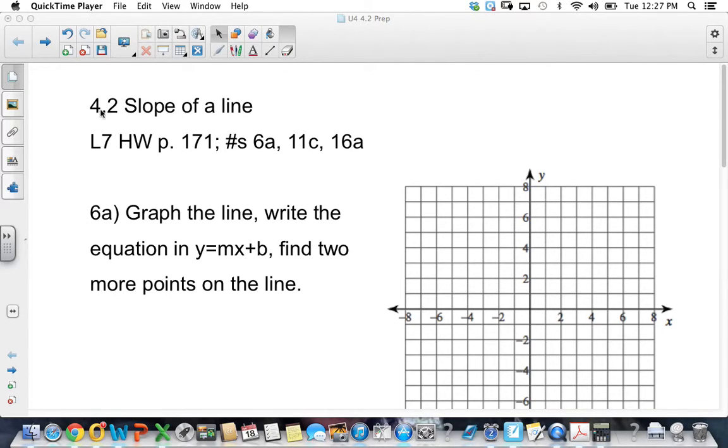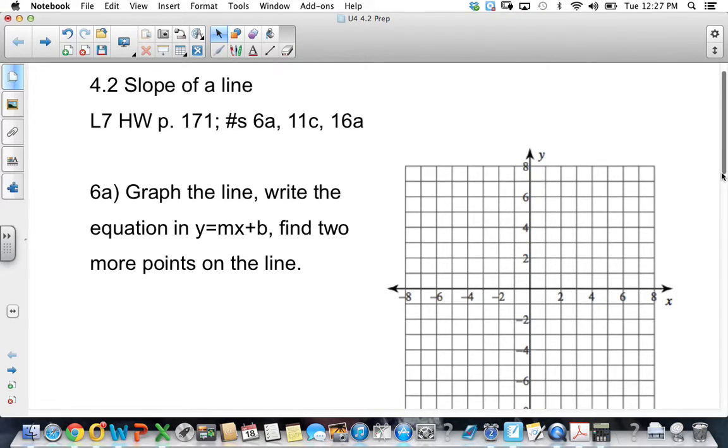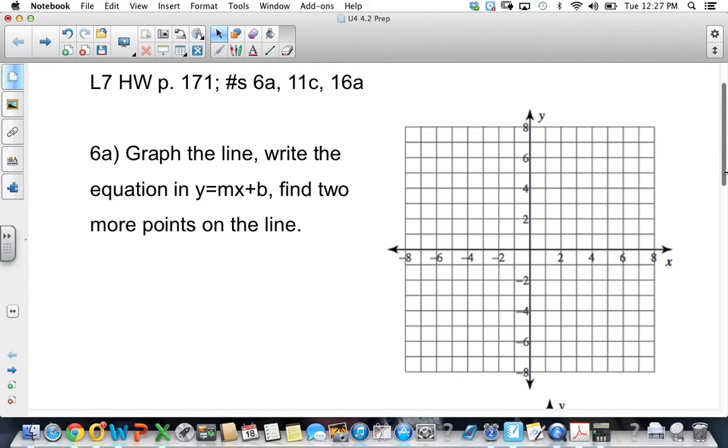I'm doing some homework problems from section 4.2, slope of a line, and this is going to be a two-part video. I'm going to do 6A and 11C on this video and 16A on a separate video. So this is on lesson 7, homework page 171, and I'm going to start with 6A.